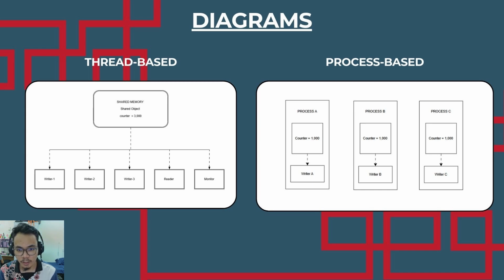And the second diagram is process-based, which is 3 processes in separate spaces, meaning that each process does the counter independently without affecting another thread. Both writer A, B, and C count from 0 to 1000.